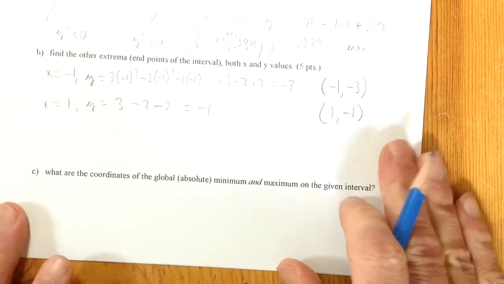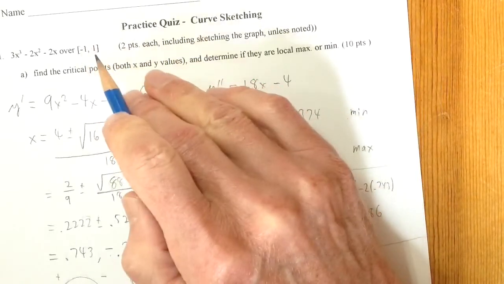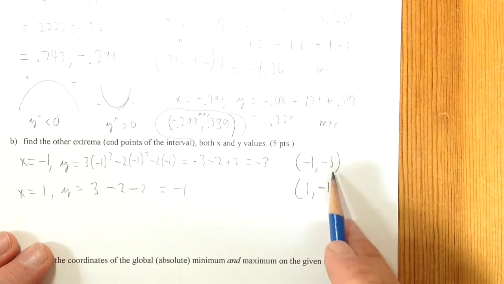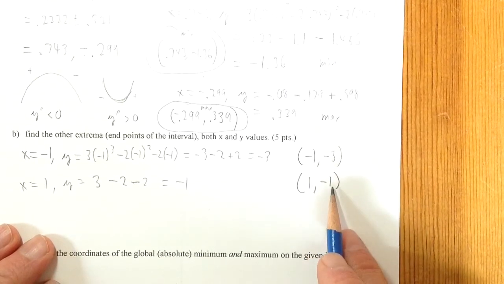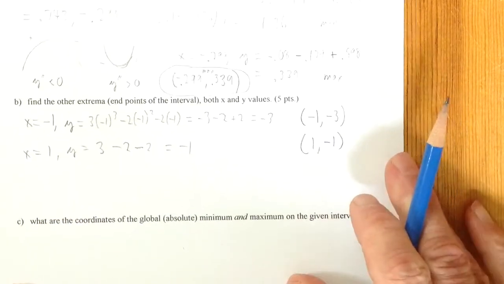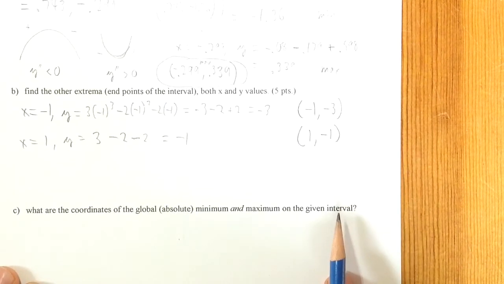Okay, so we know all the interesting points. We know there's a maximum and a minimum in the interval between negative 1 and 1 that we're going to graph, and at the endpoints of the interval itself we know their values. At negative 1, y is negative 3, at 1, y is negative 1. Okay, then it says what are the coordinates of the global maximum in the given interval? What's the biggest y value and what's the smallest y value?